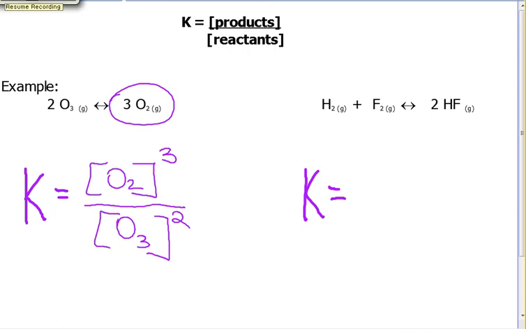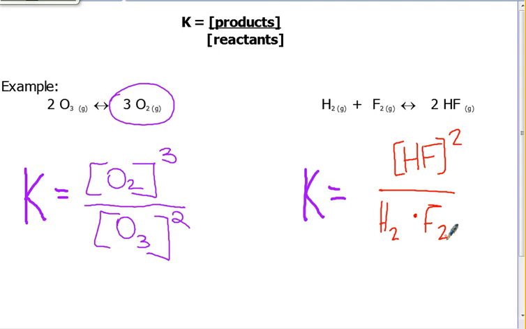All right, Caroline. So here's the pen of awesomeness. What's going to go on top? 2HF. Oh, the 2 becomes a... I know I'm right. I've taught this for a while now. So the HF goes on top, and it gets squared. Nice work. And then on the bottom? H2. Yep, H2 times F2. Nice job, Caroline.